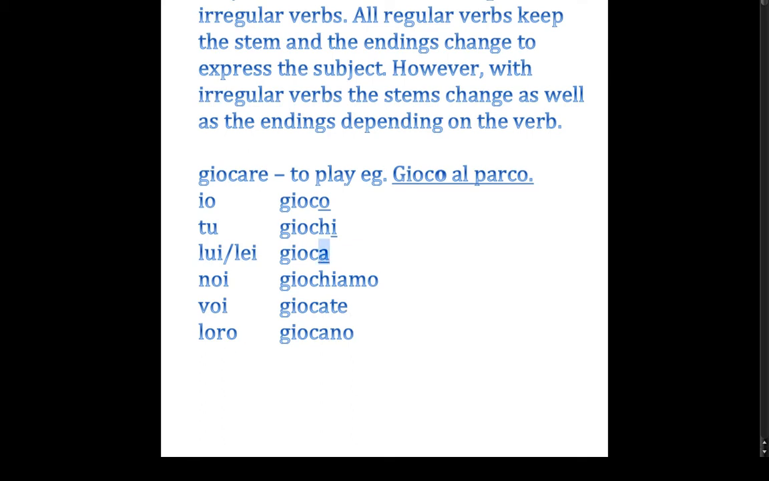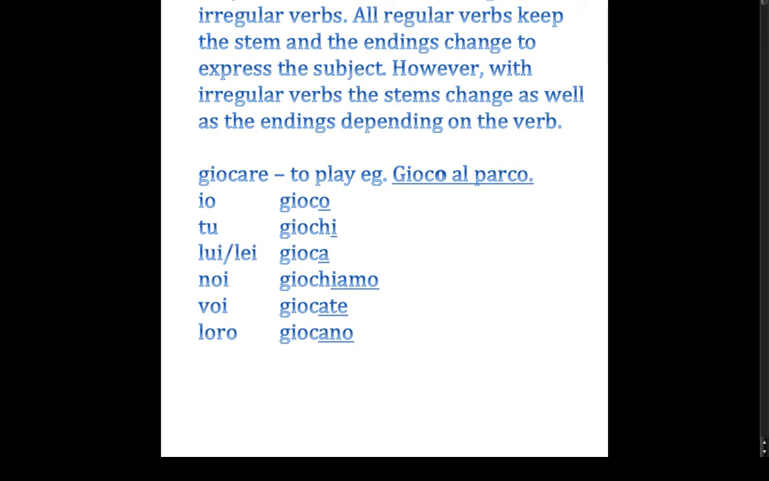So here we have our present tense regular endings for ARE verbs. Io gioco, tu giochi, lui gioca, lei gioca, noi giochiamo, voi giocate, loro giocano. These are your present tense verb conjugations for the verb giocare. So therefore you can see here that we've changed the verb for each subject of the sentence.